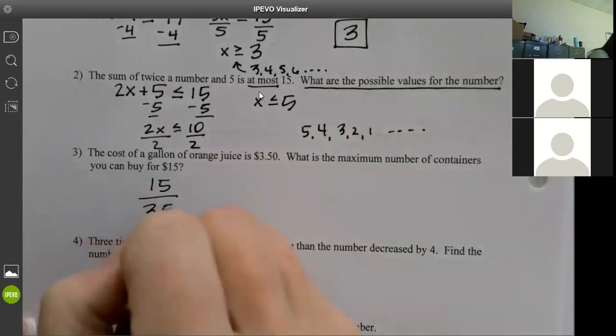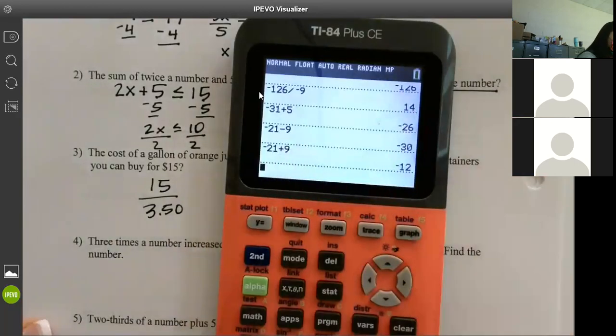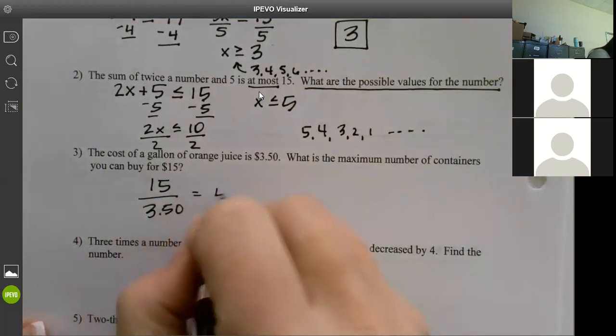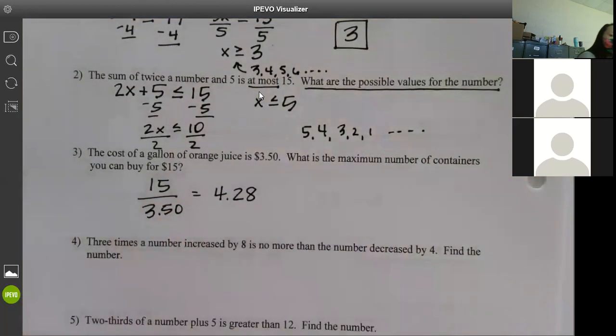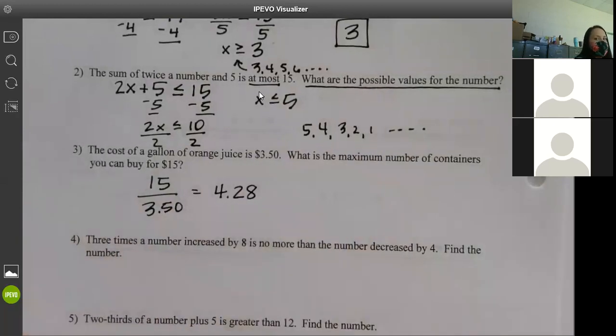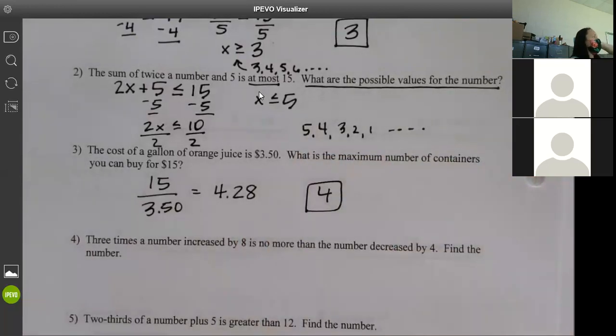And you don't have to set up an equation or an inequality. So we get 15 divided by 3.50 is 4.28. The question is, what's the max number of containers I can buy? Can I buy 0.28 of a container? What's the max I can buy? 4. I can't buy the 5th one because I don't have enough money for it. That's it.